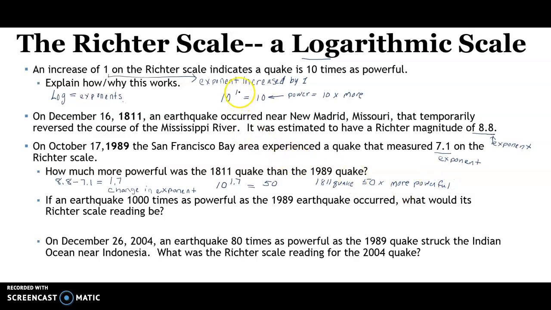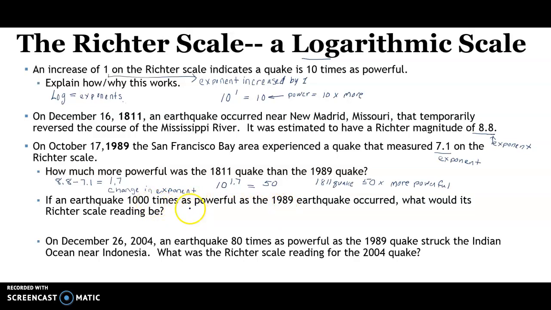So I'm using that same idea that we explained up here at the first bullet point. When we increase the exponent, that is the exponent on a base of 10, an increase of 1 results in 10 times more powerful. Here, an increase of 1.7 results in 50 times more powerful. Our next bullet point says, if an earthquake is 1,000 times as powerful as the 1989 quake occurred, what would its Richter scale reading be?